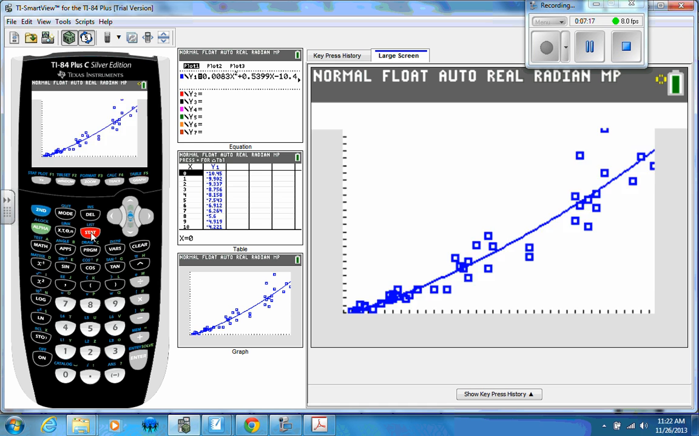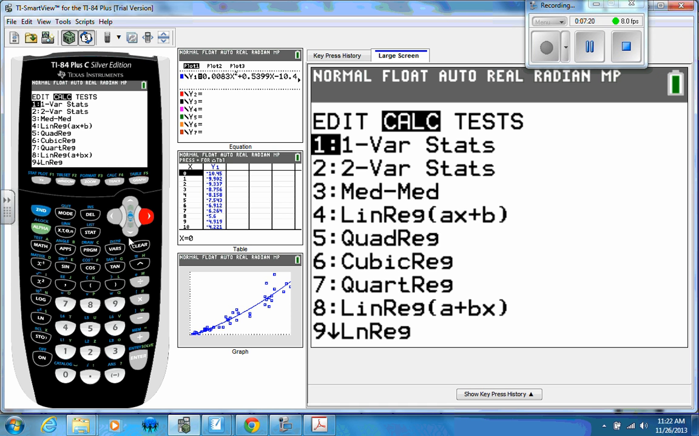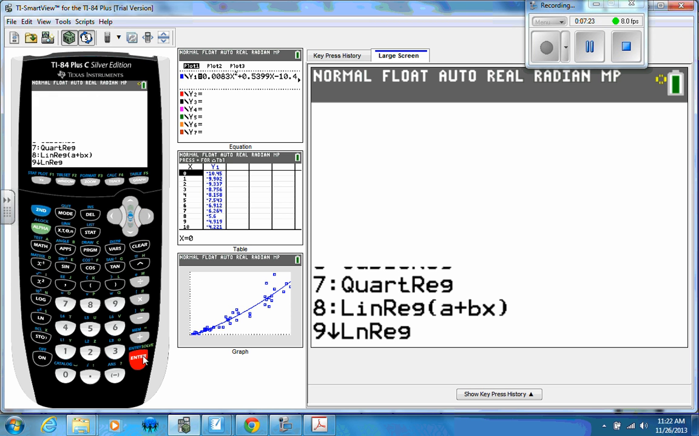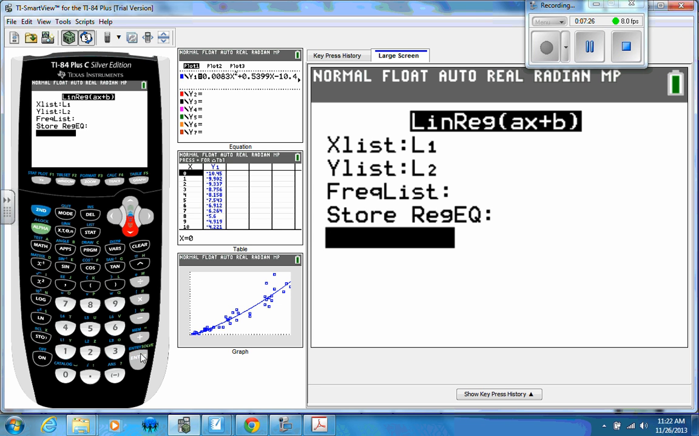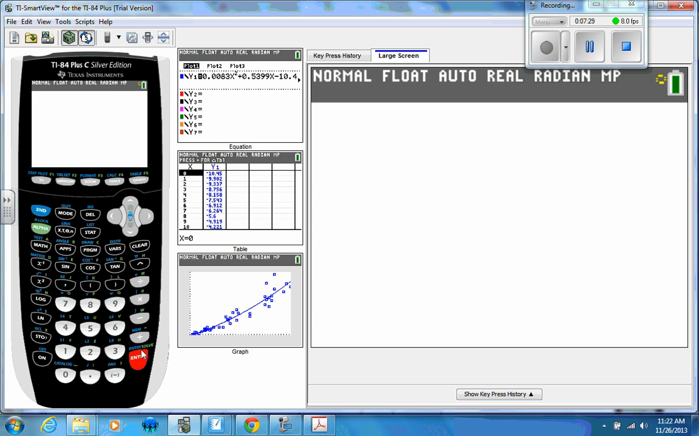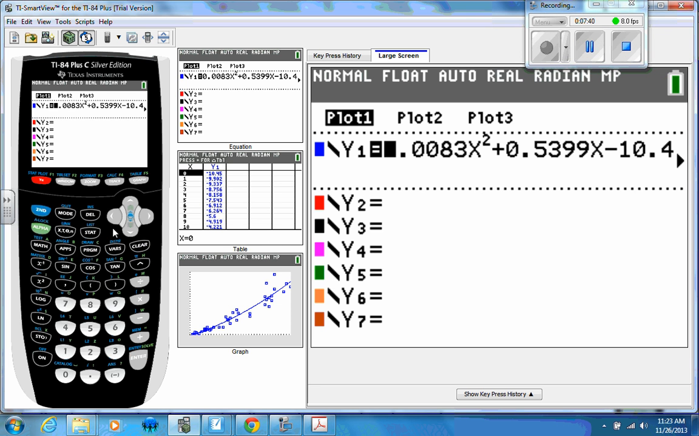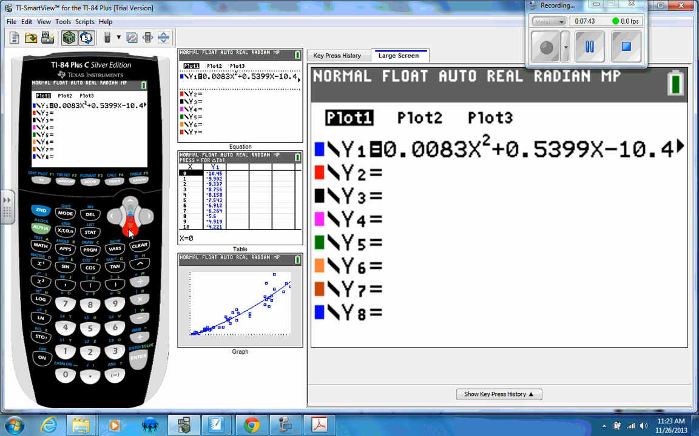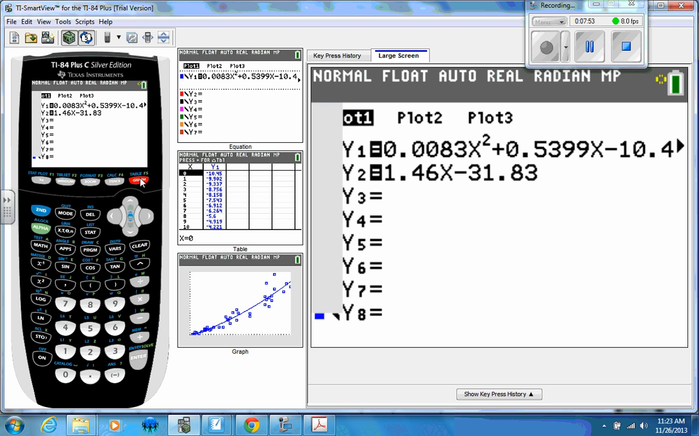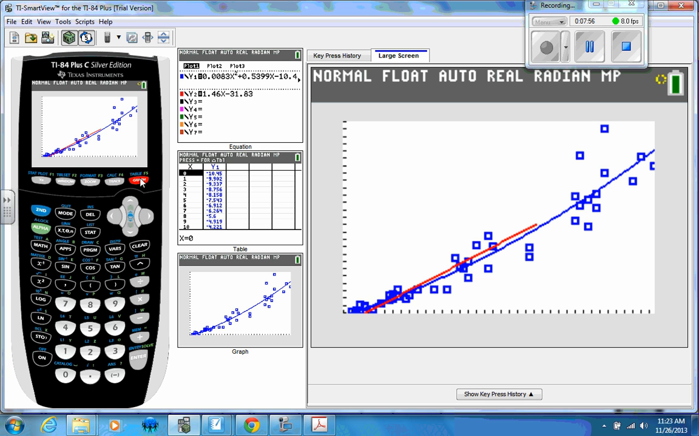So if I go to stat and I go back to calculate and say I choose 4 for a linear regression, and I go down to calculate or just hit enter, for the linear regression of this, it would be y equals 1.46x minus 31.83. If I put this into the graphing calculator, into y2, minus 31.83, and I graph it, it'll show me a different line. Okay? So this is really close to both if you look at it.